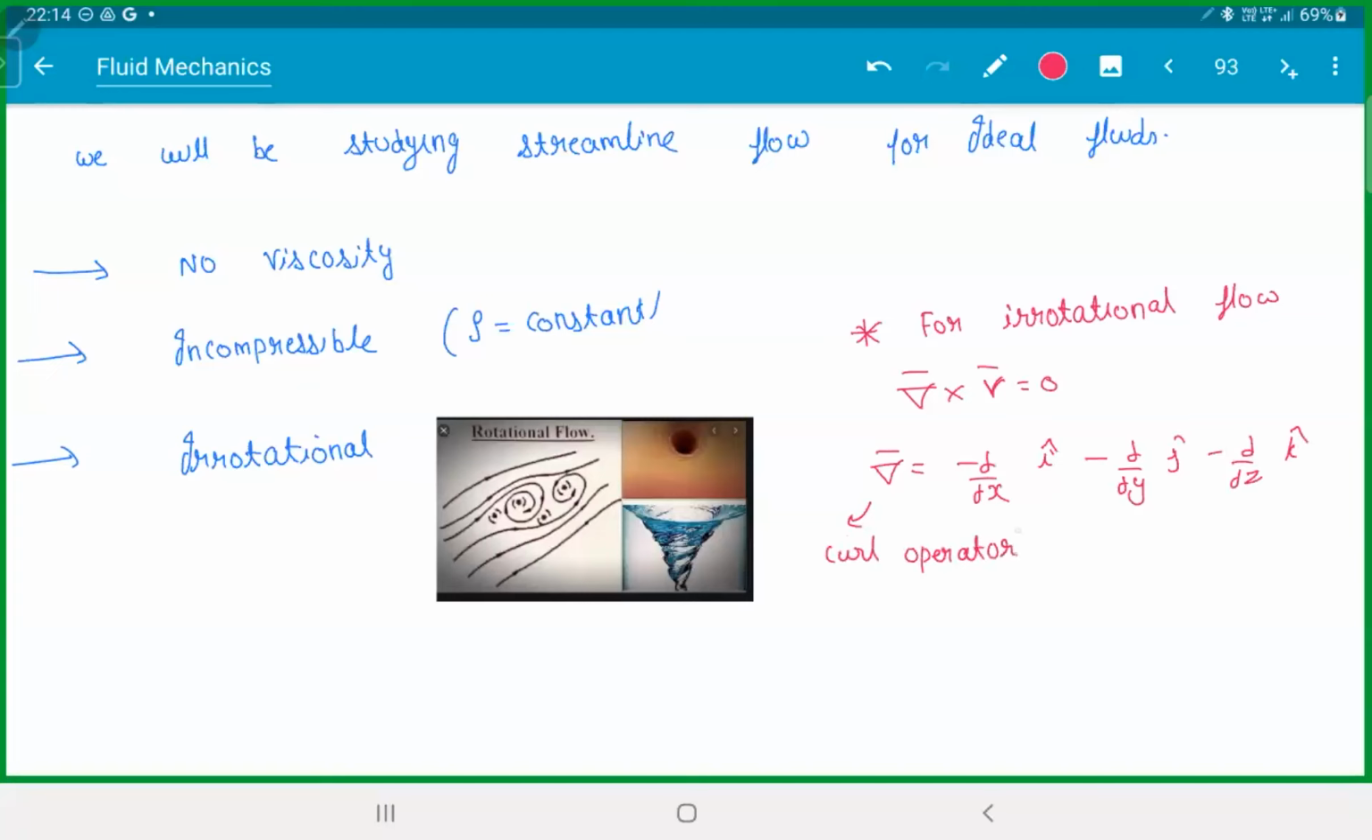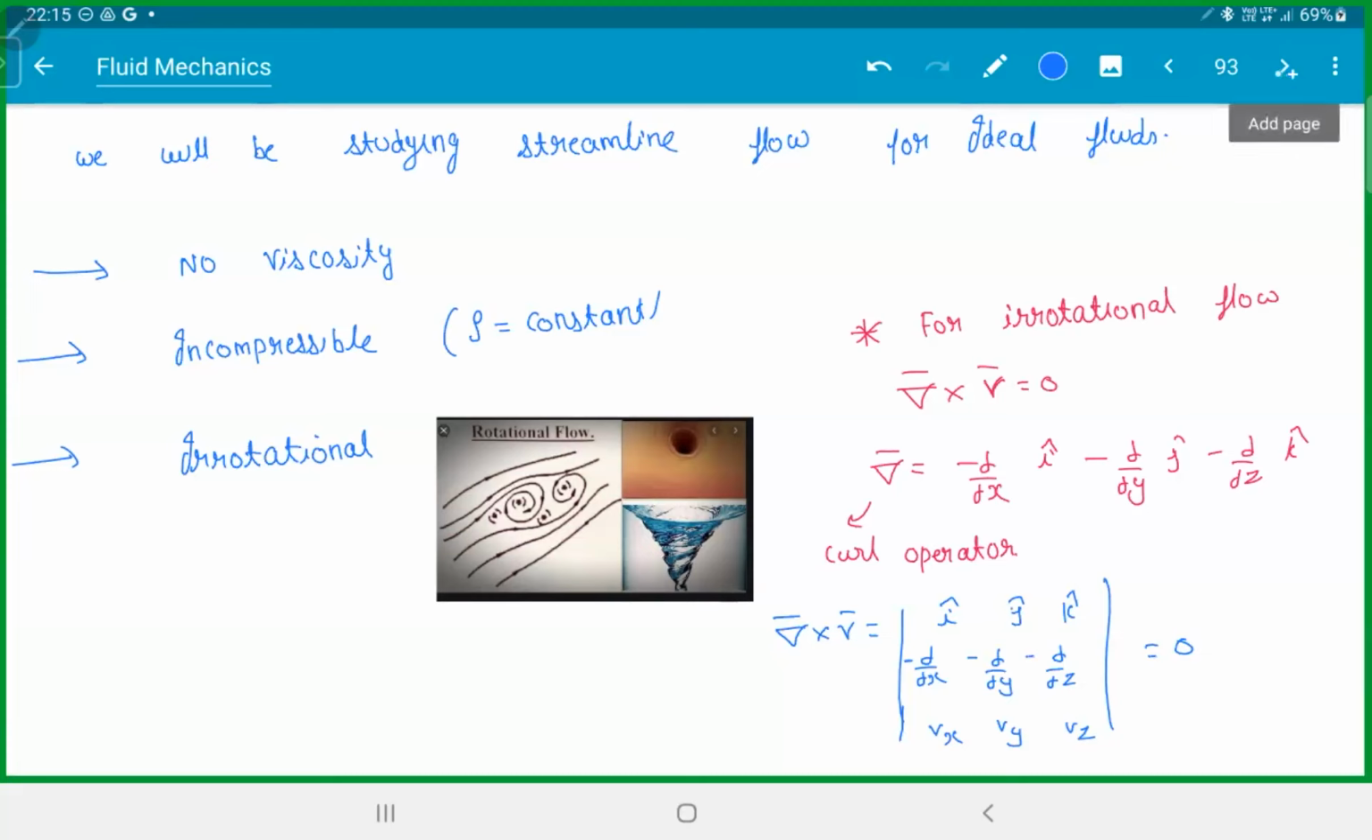Just a basic idea, I know that. So meaning del cross V is the determinant of i cap, j cap, k cap; dou by dou x, dou by dou y, dou by dou z; vx, vy, vz. This should be 0. That is the condition for irrotational flow. We use something like the same for conservative forces also. Okay, so we'll be studying primarily liquids without viscosity, incompressible with same density, and irrotational flow.